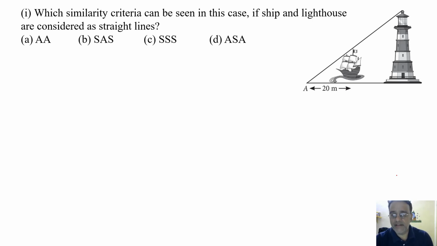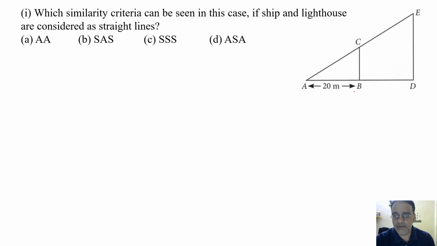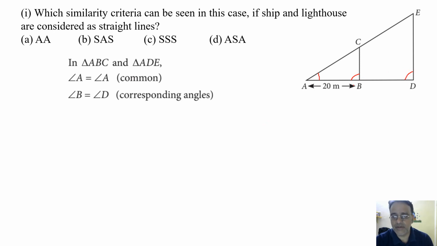So in triangle, this figure can be replaced by one triangle, right? BC यहाँ पे ship है और DE height of the lighthouse है, right? Now in triangle ABC and triangle ADE, this angle is common. Angle A is equal to angle A, and angle B is equal to angle D, because corresponding angles, or if it is perpendicular also, right? So these two triangles are similar by a similarity criteria. So correct option is A bit.